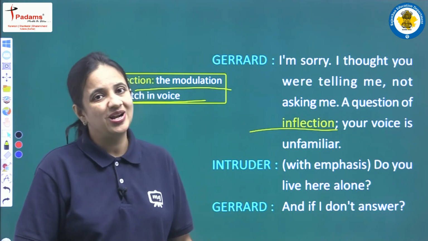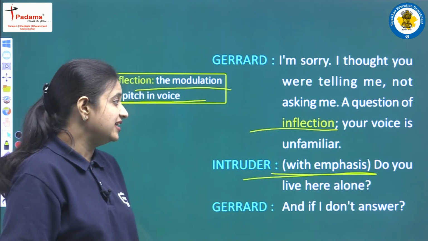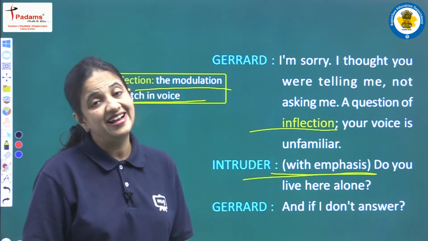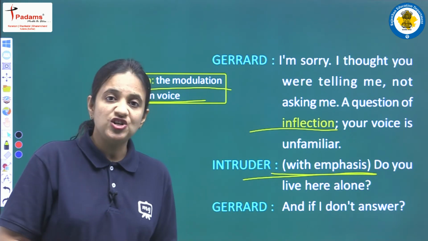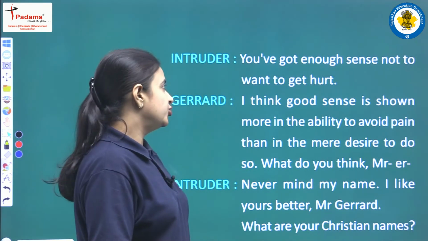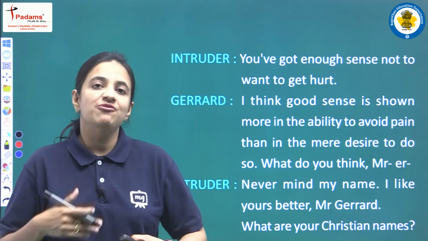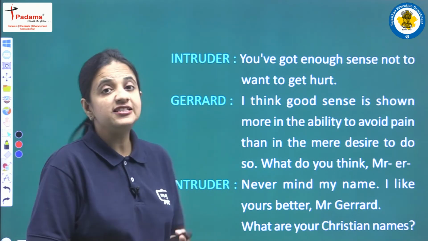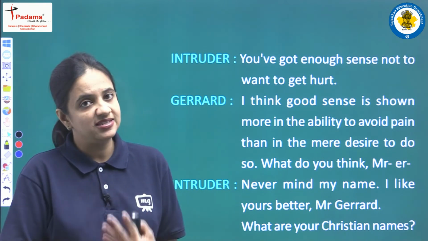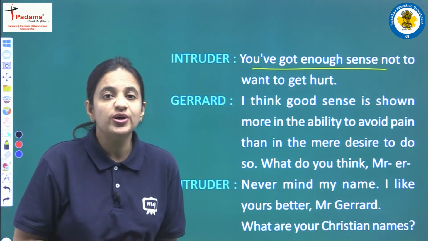Intruder, with emphasis. Now the intruder again asks the question, and this time he speaks with more emphasis: do you live here alone? Gerald: and if I don't answer? Gerald is saying, okay, now you are asking me a question, but tell me, what if I don't answer your question? Intruder: you have got enough sense not to want to get hurt. So when Gerald said that if he doesn't answer, the intruder threatens Gerald, and he had one revolver with him. He is saying that I will hurt you if you don't answer my question, and you are smart enough that obviously you don't want to get hurt.